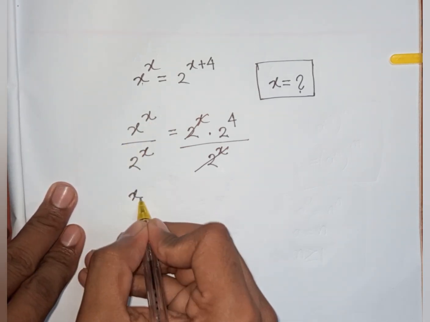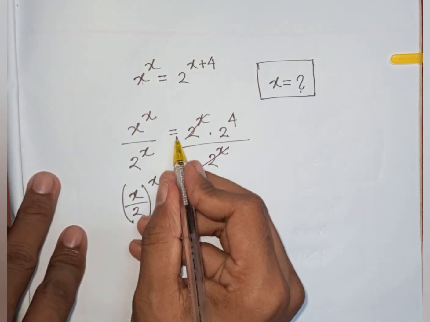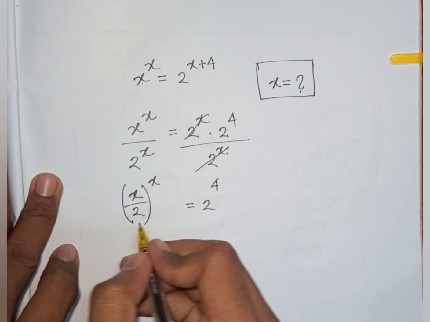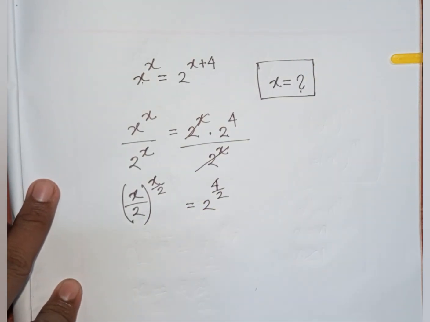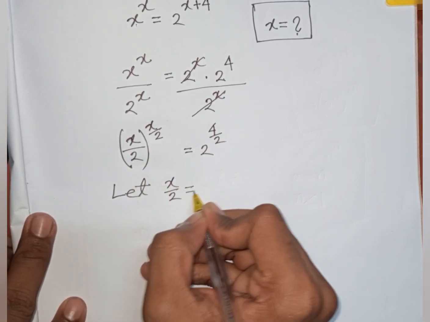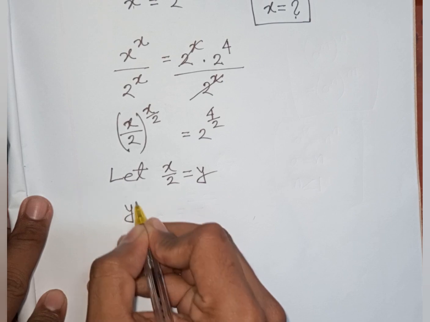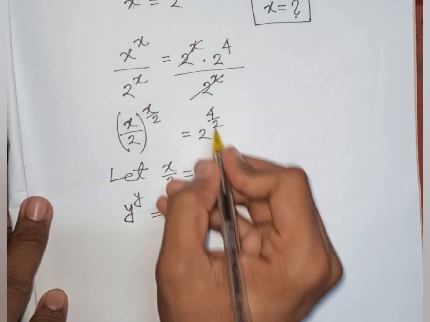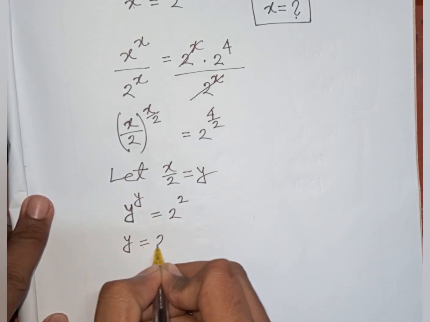So you can write here (x over 2), then bracket common power x is equal to 2 power of 4. Now we divide by power of 2 on both sides. Now let x over 2 be substituted by y. So our equation will be y power y is equal to 2 power of 4 divided by 2, that means it will be 2. Now we can write here y is equal to 2.